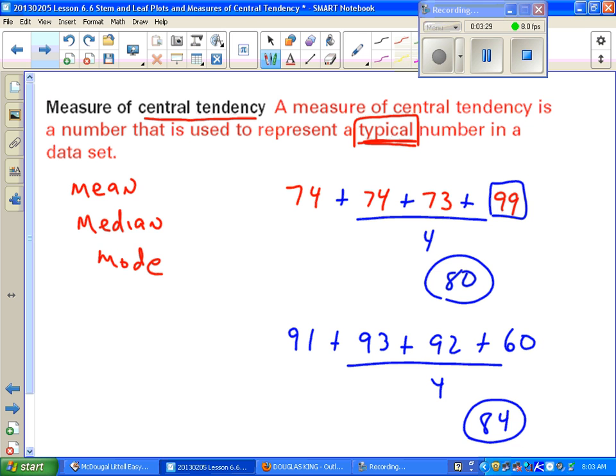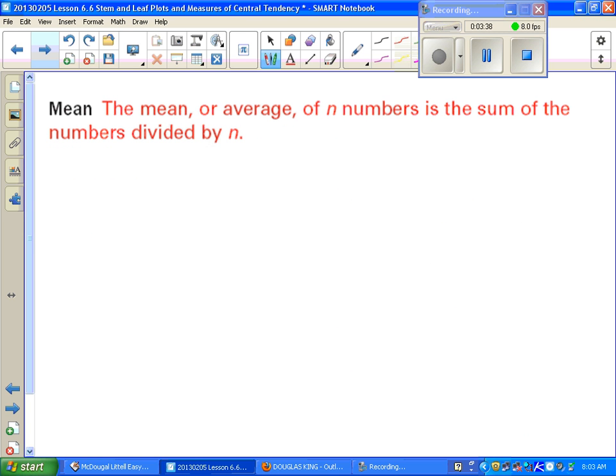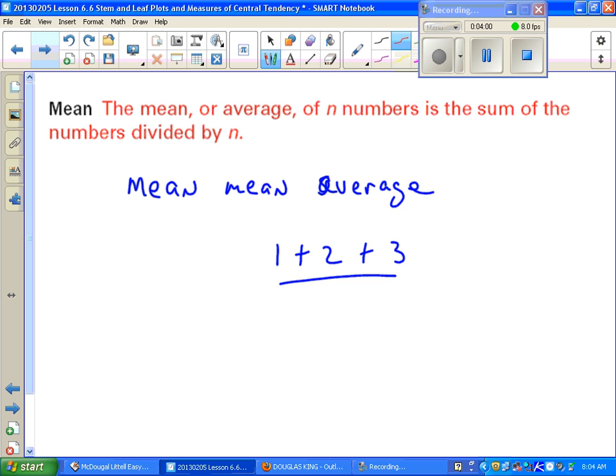But typical, if somebody asks you what is a measure of central tendency, what do you typically come up with when you're looking at numbers? What is typical? The mean is the average. This is how I always explain this: the mean means average. Add all the numbers up and divide by however many you add up. So if you add 1 plus 2 plus 3, since there's three numbers, you divide by 3. So 6 divided by 3, your mean would be 2, or your average would be 2.